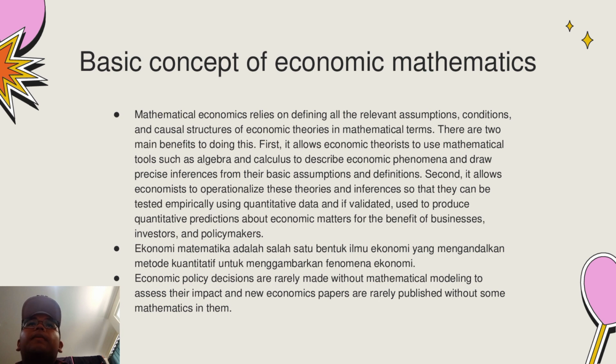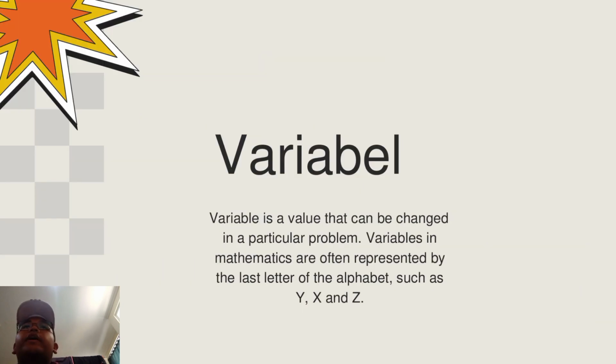Number 2, economic mathematics. Economic policy decisions are rarely made without mathematical modeling to assess their impact, and new economics papers are rarely published without some mathematics in them. Next, variable. A variable is a value that can be changed in a particular problem. Variables in mathematics are often represented by the last letters of the alphabet such as Y, X, and Z.